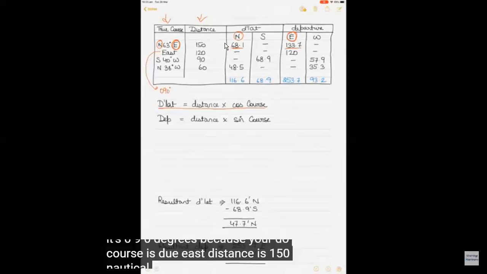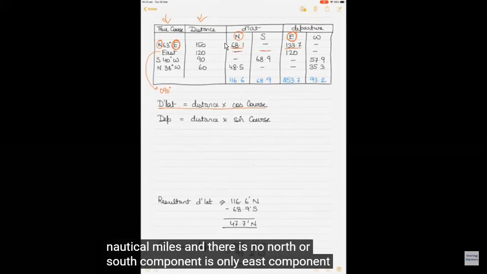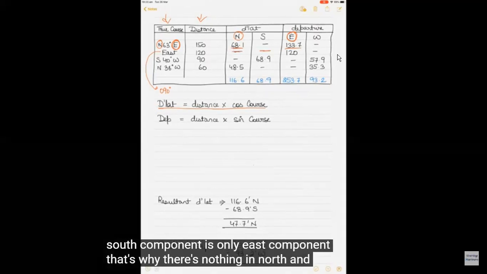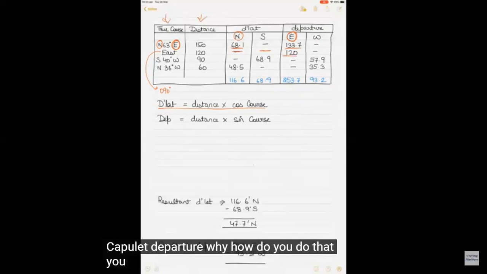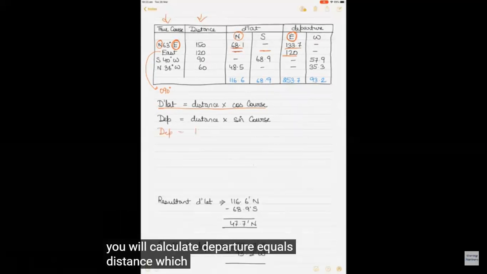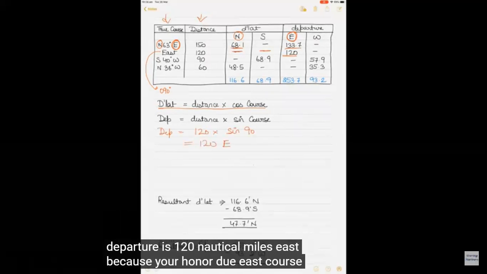So due east means you are going towards east, so your course will be 090. Since there is only an east component, we will not calculate DLAT because DLAT will be 0, and for departure we will calculate 120 into sine 90. Even if you calculate, you will get the answer as 0, so no issues.